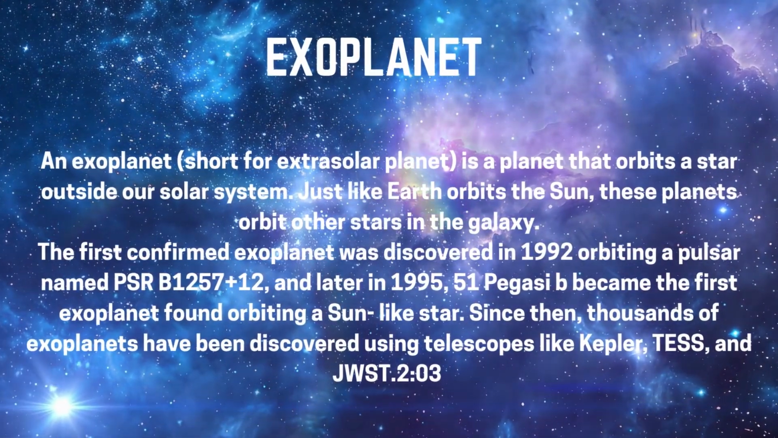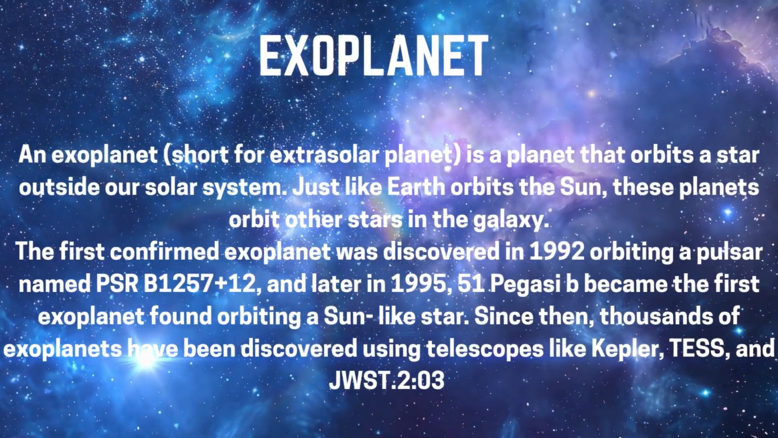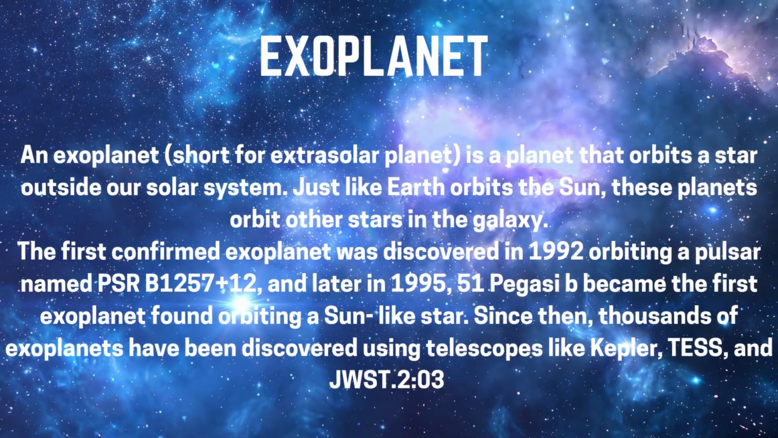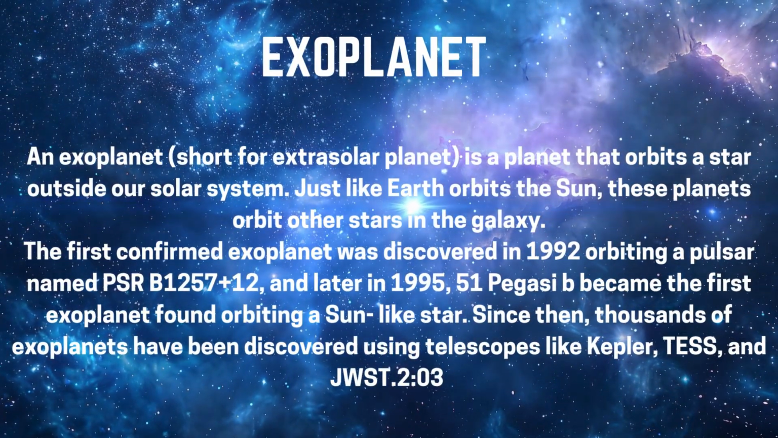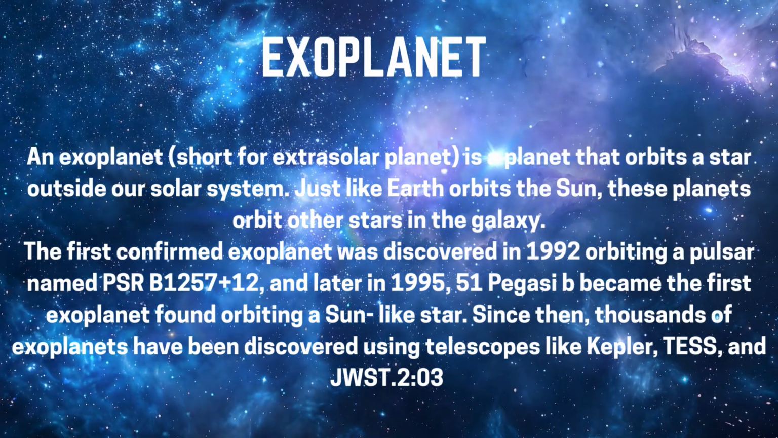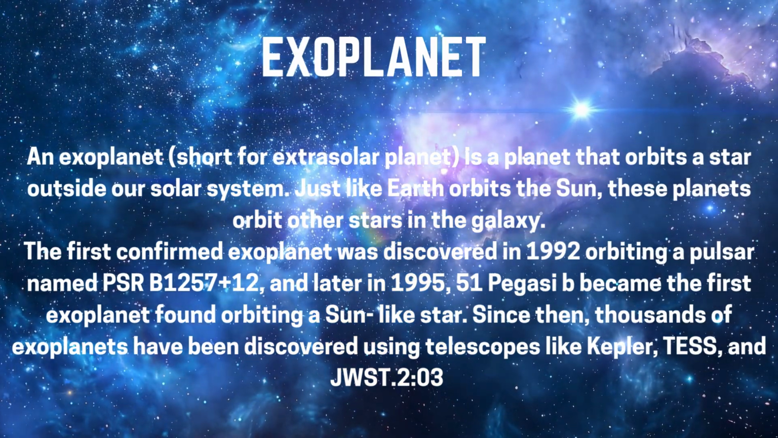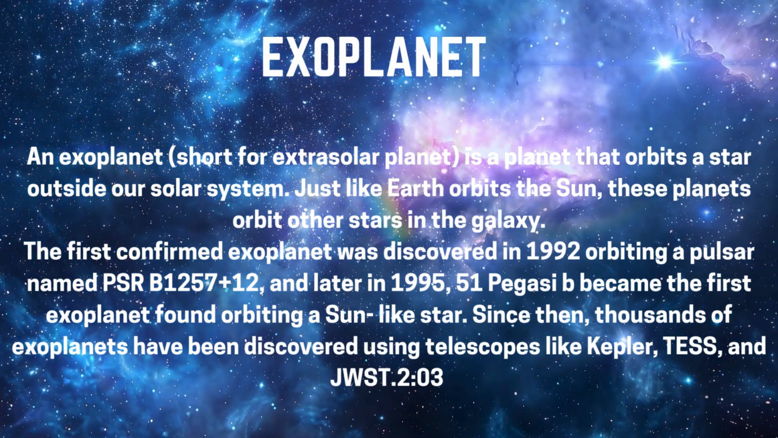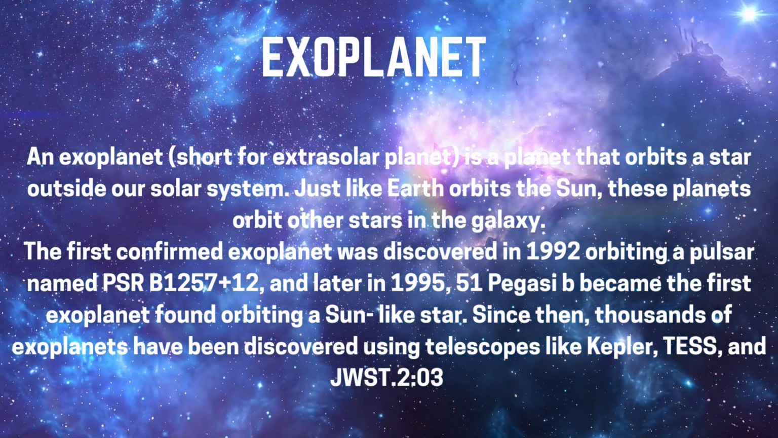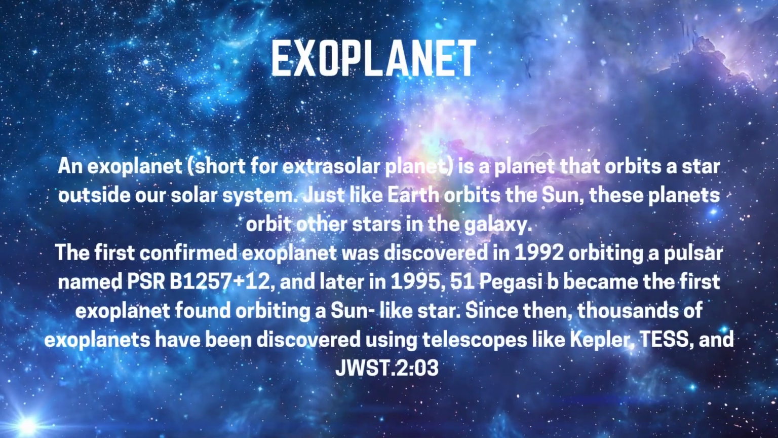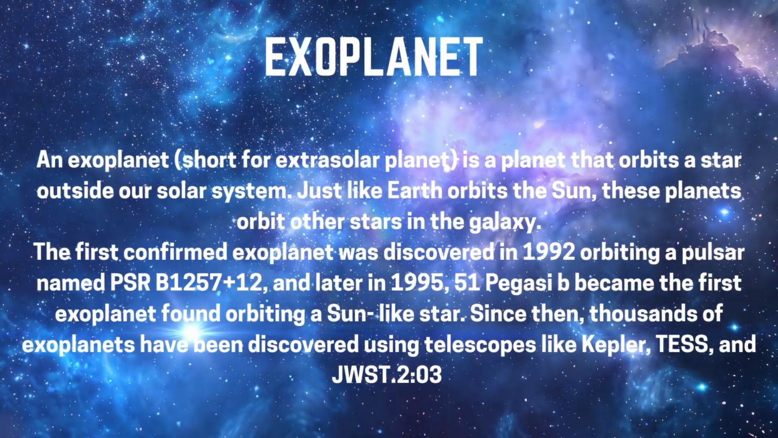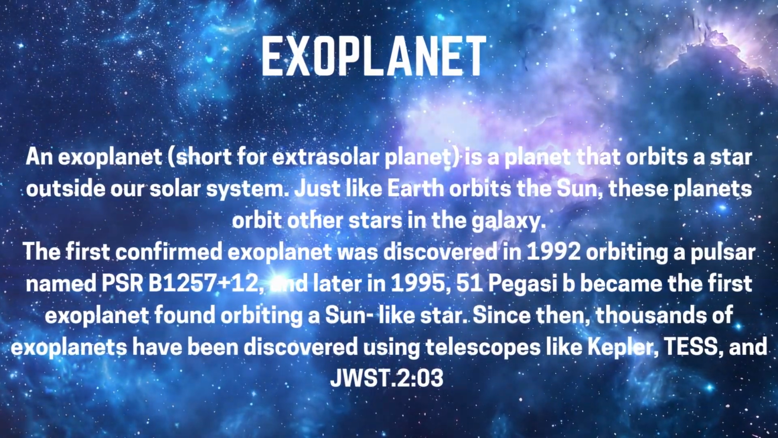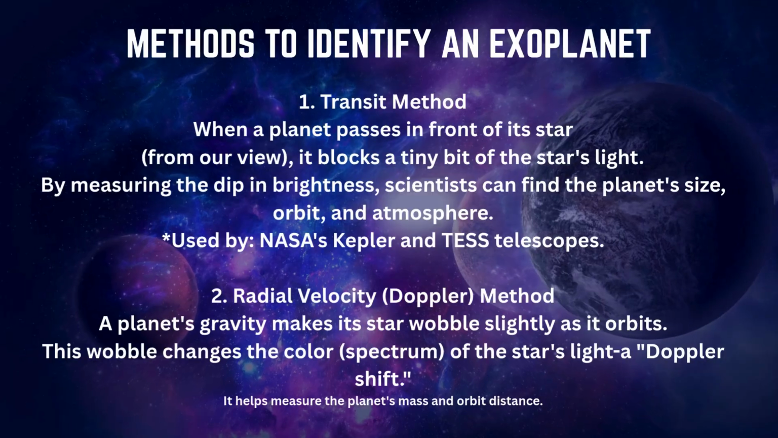An exoplanet, short for extrasolar planet, is a planet that orbits a star outside our solar system. Just like Earth orbits the Sun, these planets orbit other stars in the galaxy. The first confirmed exoplanet was discovered in 1992, orbiting a pulsar named PSR B1257+12, and later in 1995, 51 Pegasi b became the first exoplanet found orbiting a Sun-like star. Since then, thousands of exoplanets have been discovered using telescopes like Kepler, TESS, and JWST.